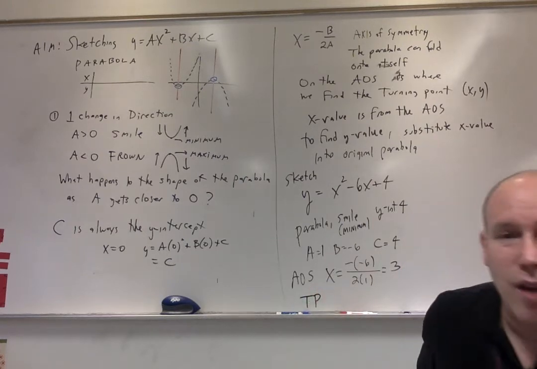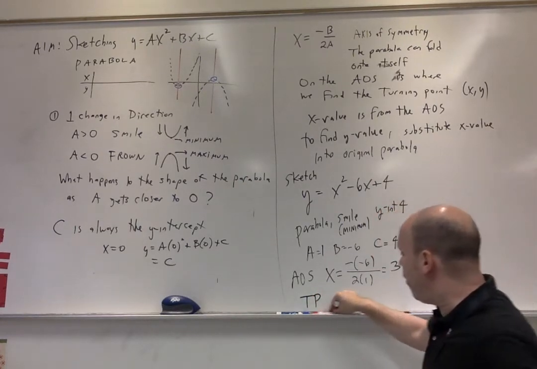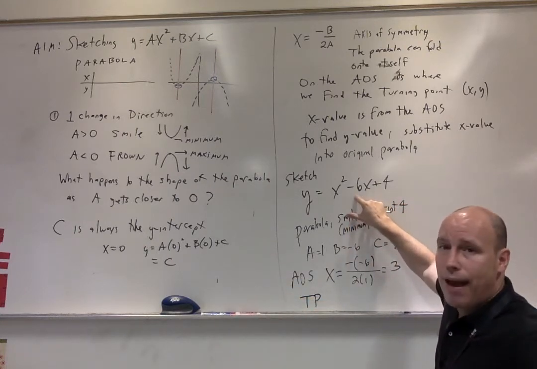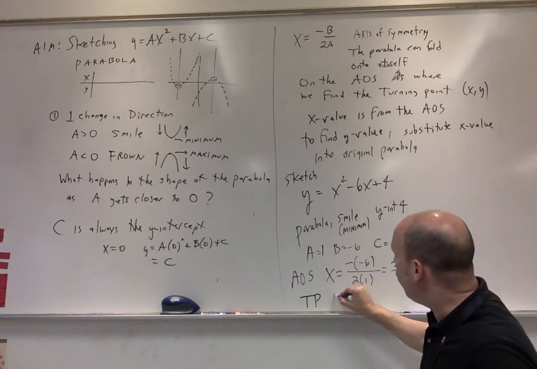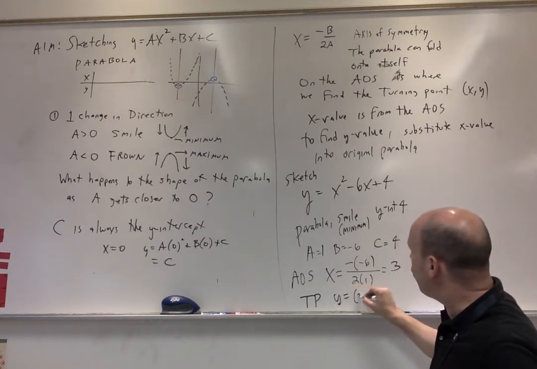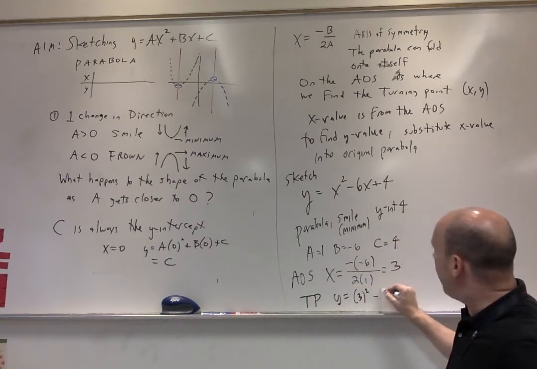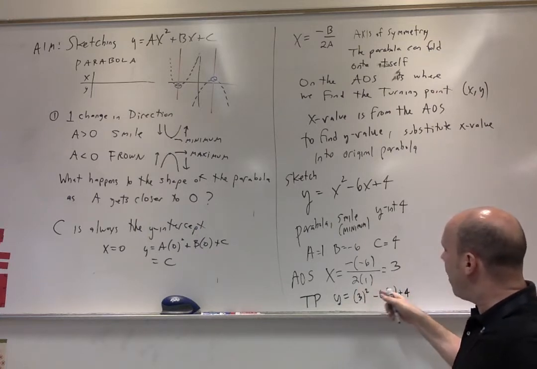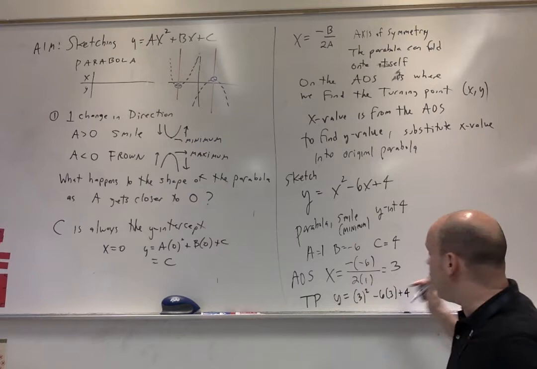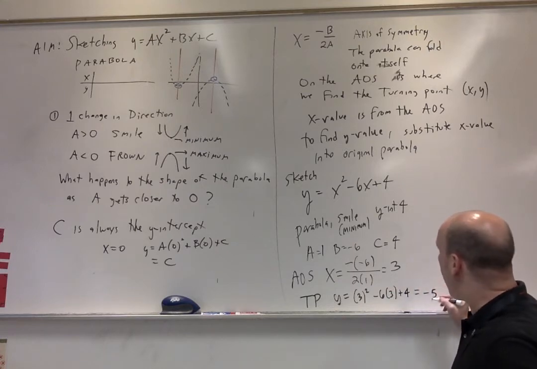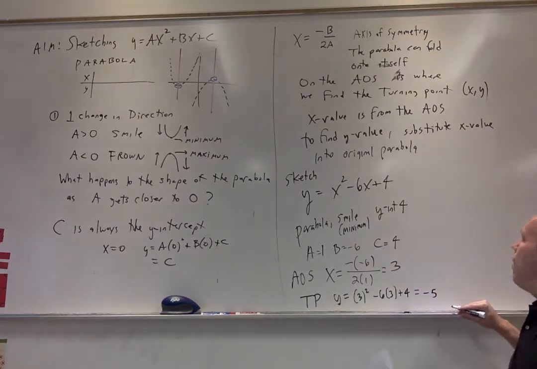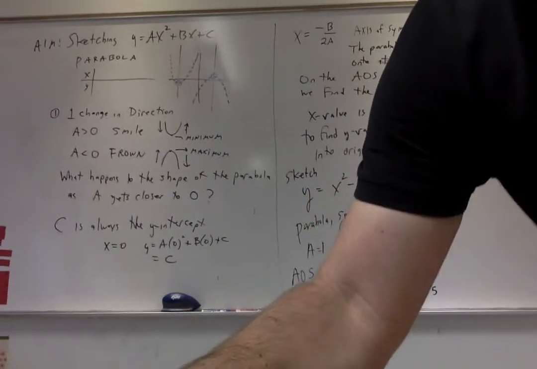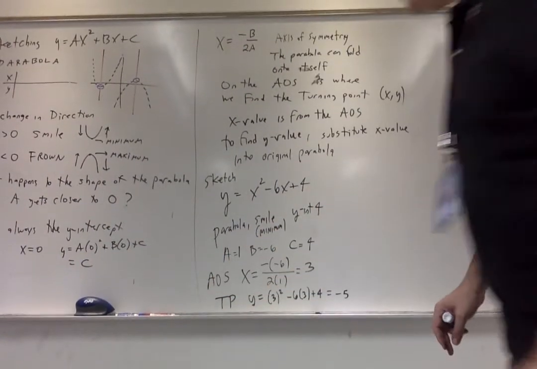Can you see that down there? How did we say we would find the turning point? Take this 3 and substitute it back into the original equation. Y equals 3 squared minus 6 times 3 plus 4. 9 minus 18 is negative 9, plus 4 is negative 5. Perfect. Now we're ready to sketch.